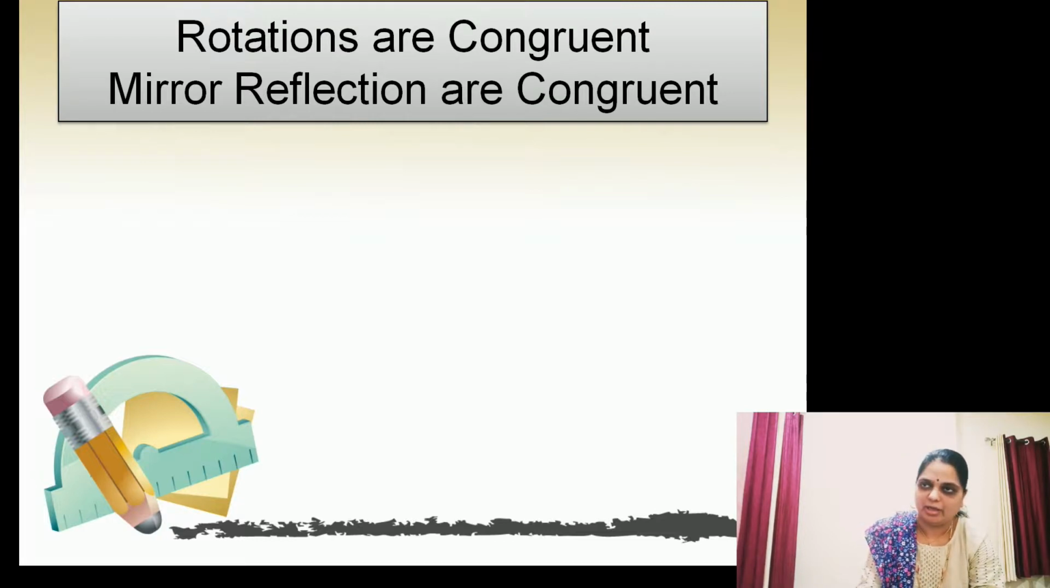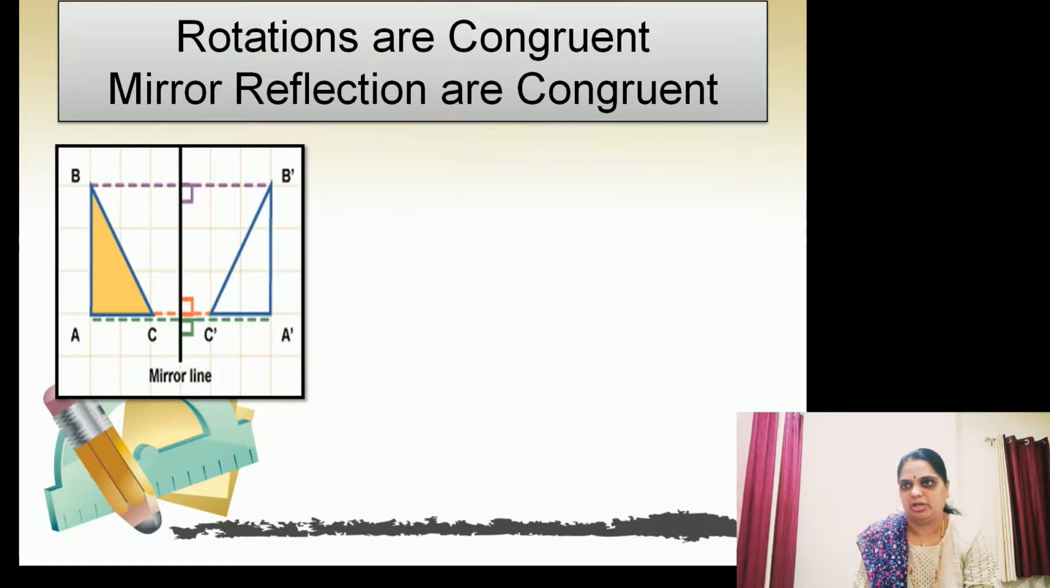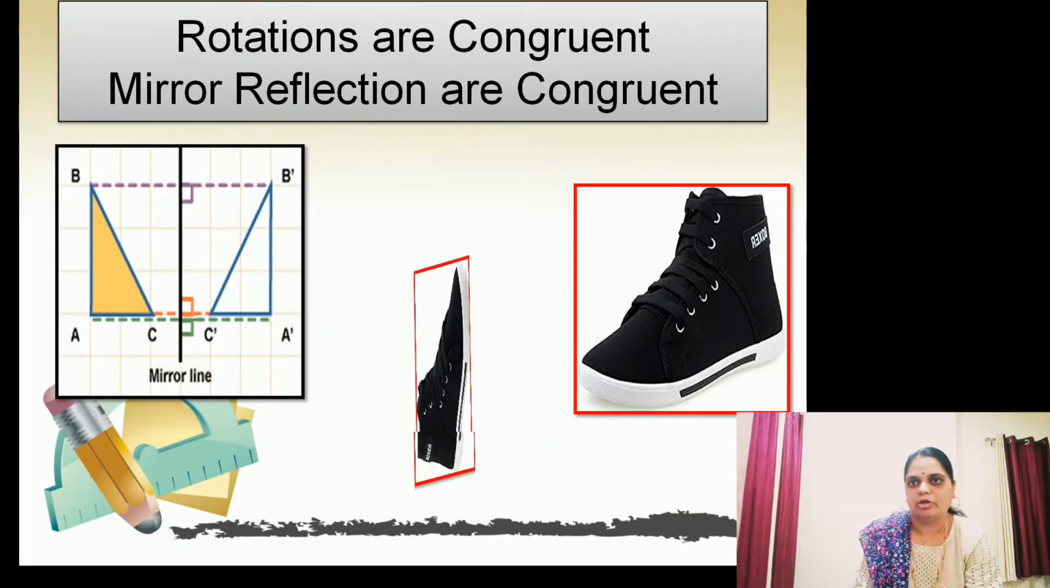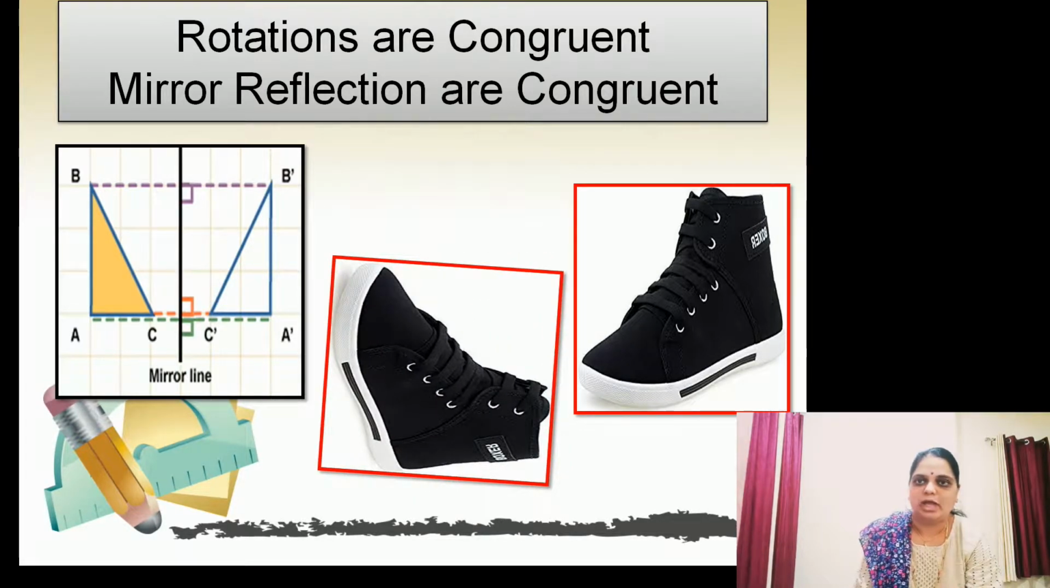Here we see triangle ABC and its mirror reflection is A' B' C', and both triangles are congruent. We see two sport shoes, and one shoe is rotated, and this rotation is also congruent because we cannot change the size and shape of the shoes. That means these two shoes are congruent.